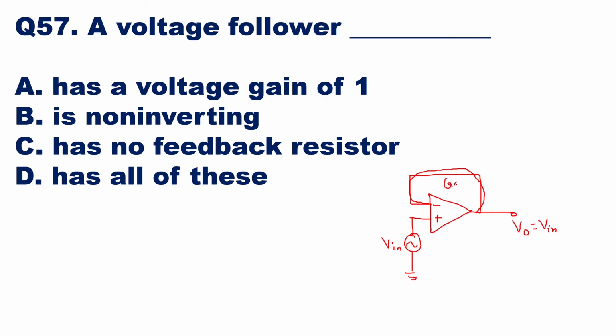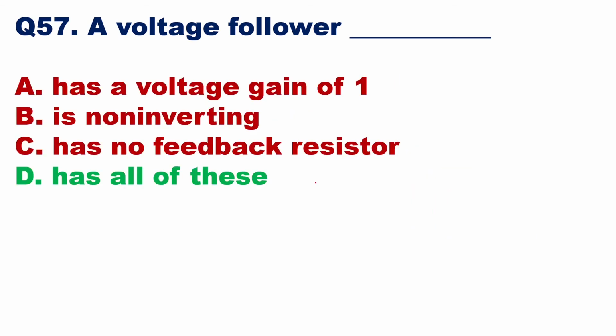So gain is unity. So gain is 1, and it is a non-inverting combination, okay, and it has no feedback resistor. So all these first three options exist in the circuit. So here the right answer will be option D. Voltage follower has all of these points, that is, it has voltage gain of 1, it is a non-inverting combination, and it has no feedback resistor. So here option D is the right answer. It has all of the above mentioned features.